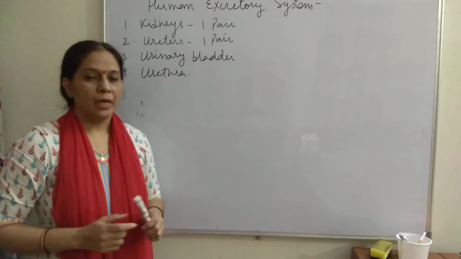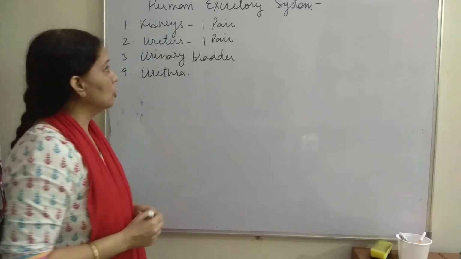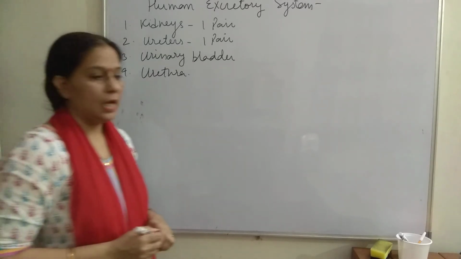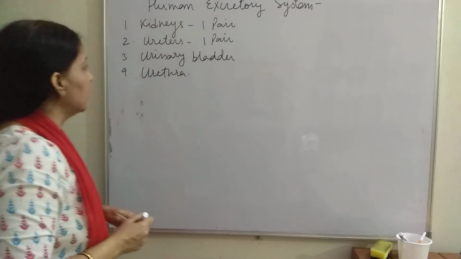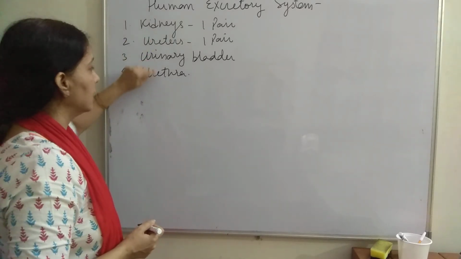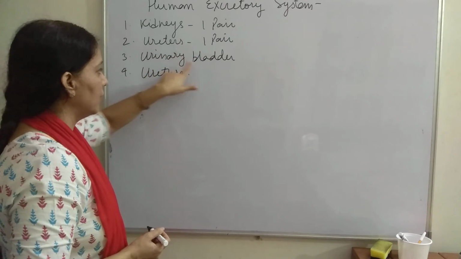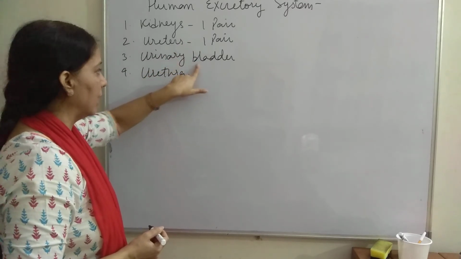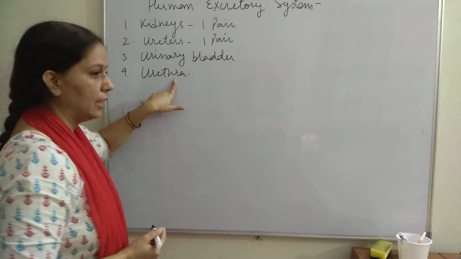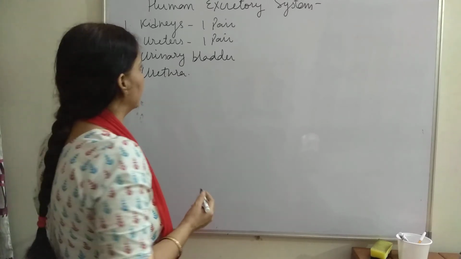Hello everyone. Today we will talk about the human excretory system. The human excretory system consists of four parts. These are kidneys, one pair; ureter, one pair; urinary bladder, one, which is a muscular bag-like structure; and urethra, that is the opening of the urinary bladder.